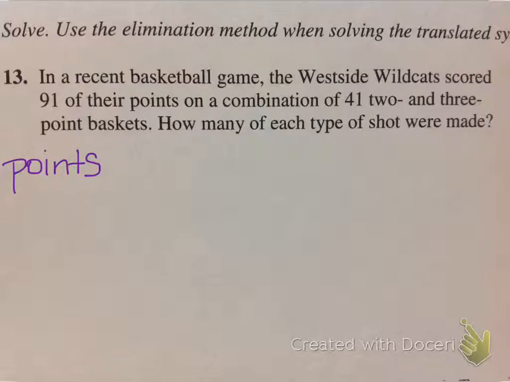Well, we know that we have 2-point and 3-point baskets, so that's going to help us with setting up our variables. So I'm going to have 2 points for every 2-point basket, and I'm going to have 3 points for every 3-point basket, and the number of points that I will total is 91. So the 2 and the 3 represent 2-pointers and 3-pointers. I have to use two different variables because those are two different values.